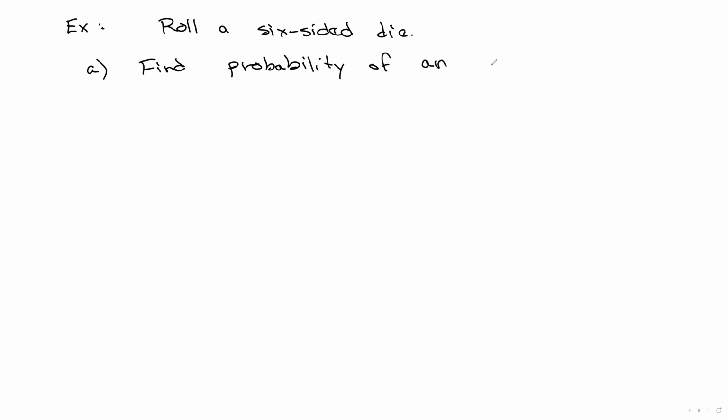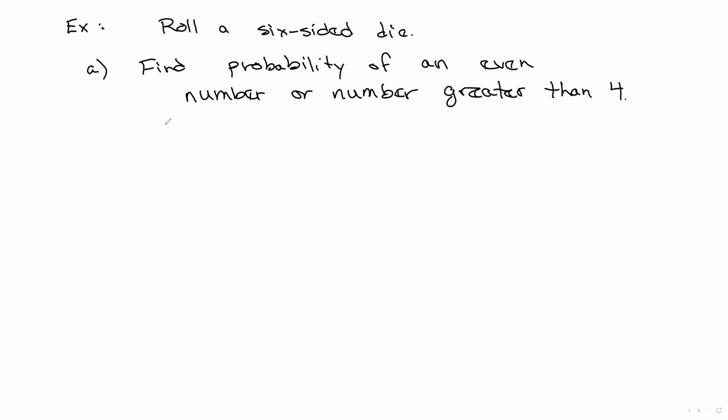So let's say you roll a 6-sided die. We want to find the probability that you get an even number or a number greater than 4. And then B, find the probability that you get an even number or the number 5.